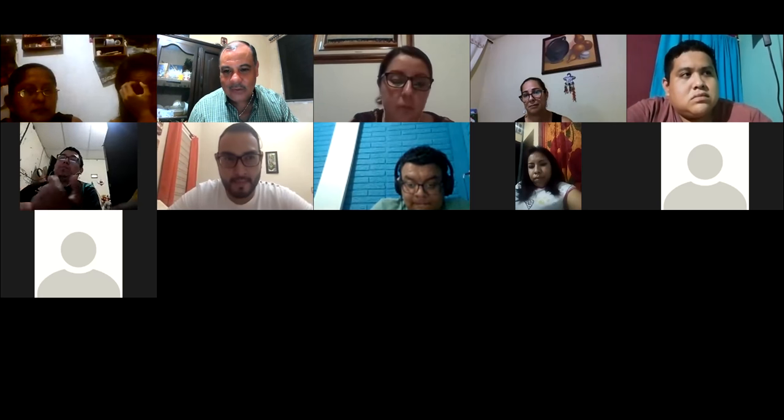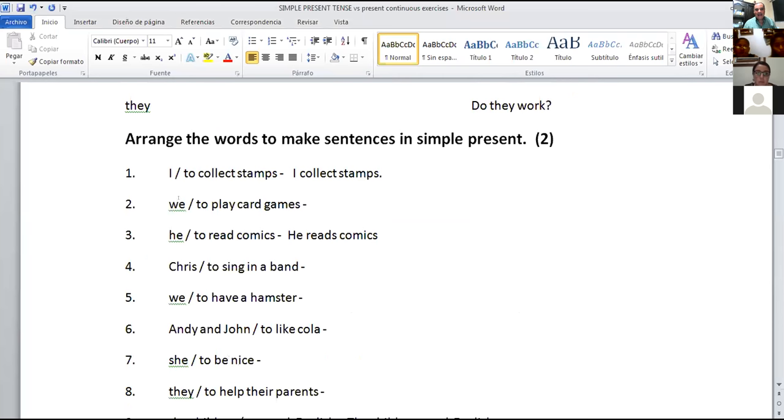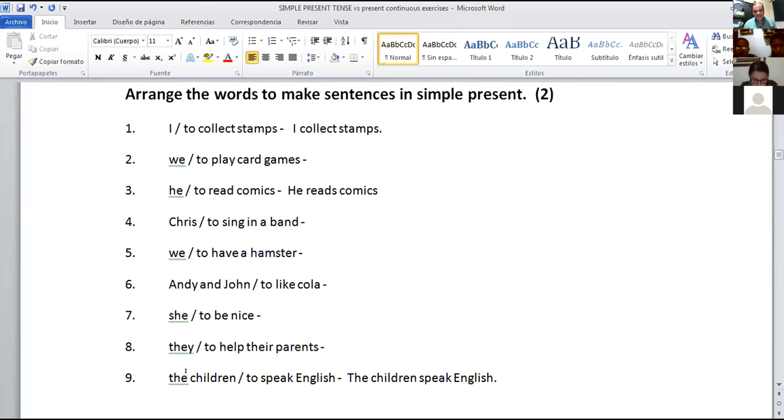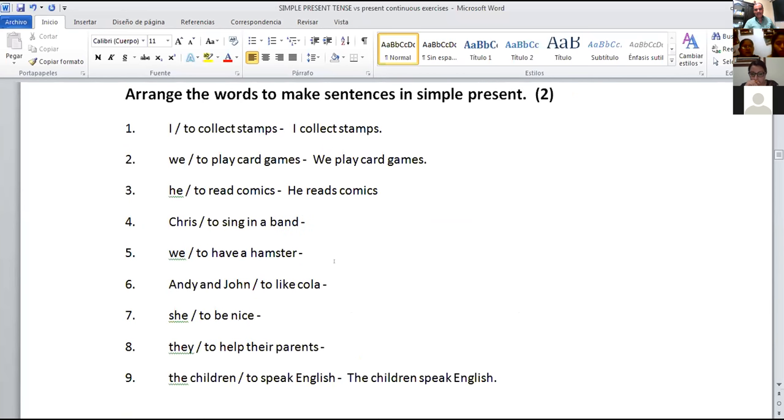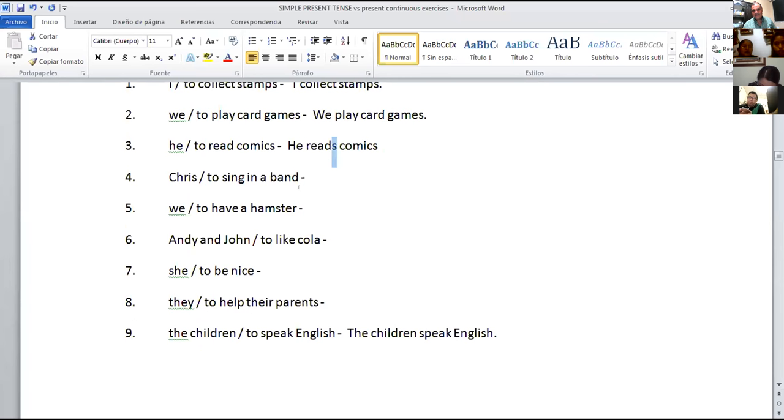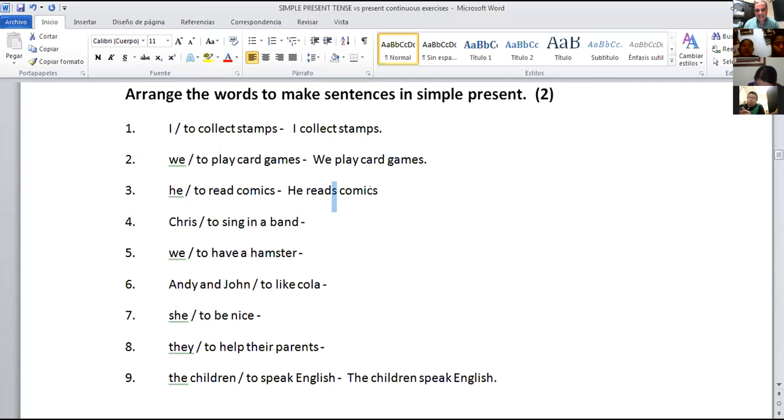Let's move on to the next one right here. Okay, now next exercise. Arrange the words to make sentences in the simple present. For example, all these are affirmative. So you see, I collect stamps. We play. The next one, he reads comics. And here, because it's affirmative and it's third person singular, I have to add the S. So he reads comics. Is that clear?